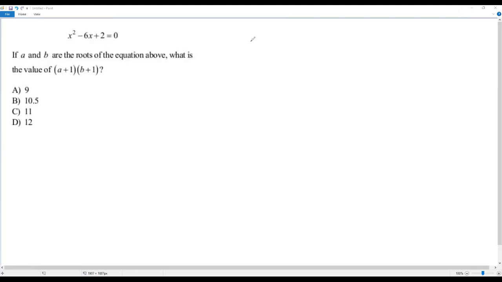equation. For that, let me consider a quadratic equation in standard form, that is ax² + bx + c = 0. When we have a quadratic equation in standard form, there is a formula to get the sum of the two roots, that is −b over a. That means we have to take a negative sign and the coefficient of x, and it has to be divided by the coefficient of x². And also there is a formula to get the product of the roots, that is equal to c over a. That is, the constant term has to be divided by the coefficient of x².